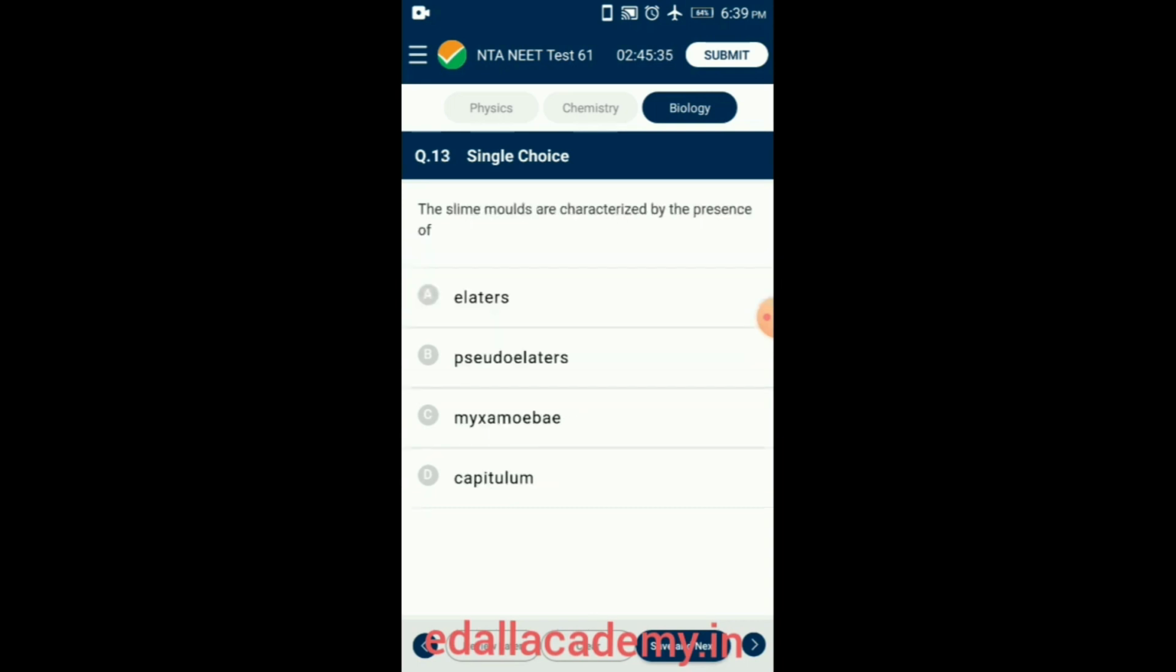And question number 13. The plasmodium of a slime mold is formed by the fusion of myxamoebae or swarm cells that act as gametes. Myxamoebae possess pseudopodia and have amoeba-like appearance and behavior. Elaters and pseudo-elaters are present in some bryophytes, whereas capitulum is a type of inflorescence. So the answer for this question is option C, myxamoebae.